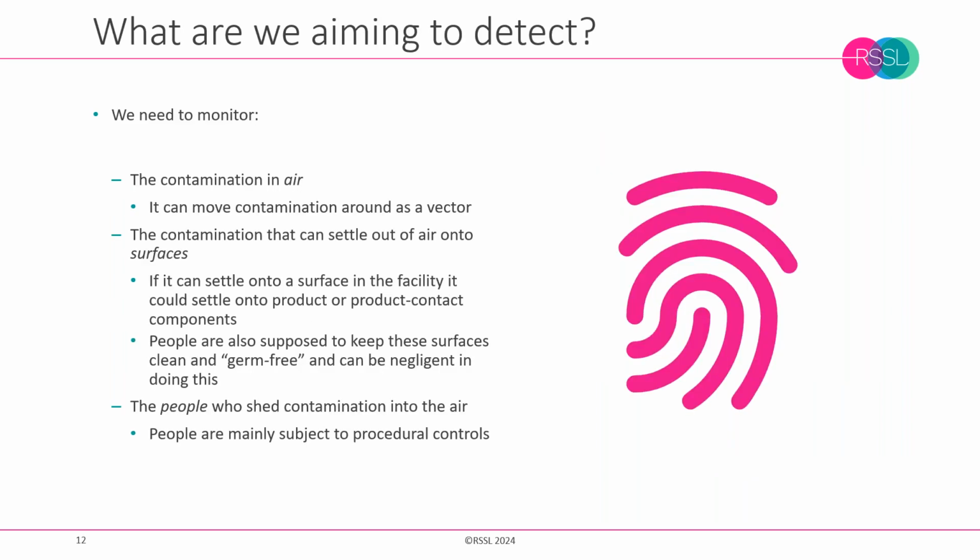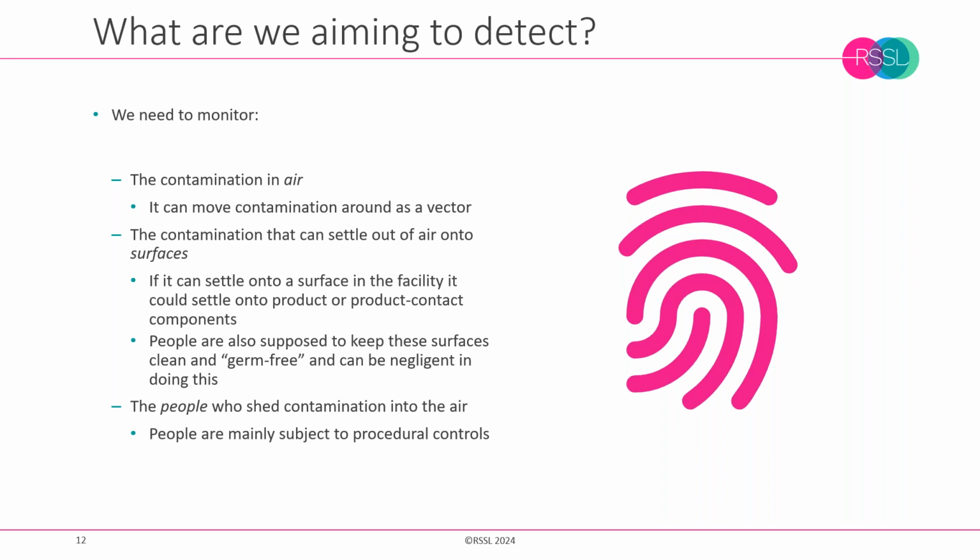And also we need to make sure that we are capturing the different vectors by which contamination can be distributed around the clean room. So airborne contamination: a level of airborne contamination may exist, but we are concerned about how the air pattern distributes. Air is an effective vector, and then whether the microbial carrying particles in the airstream could potentially settle onto product or onto product contact components.